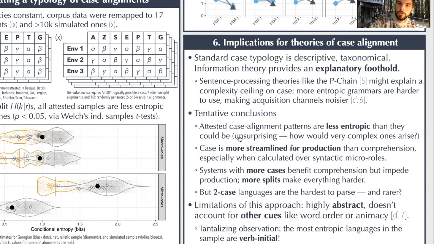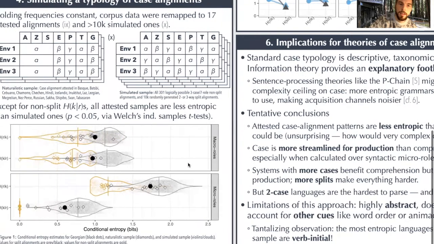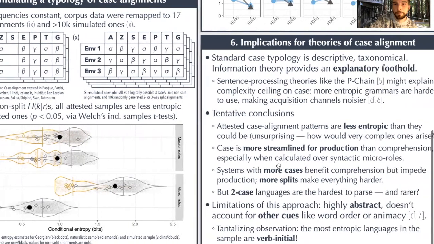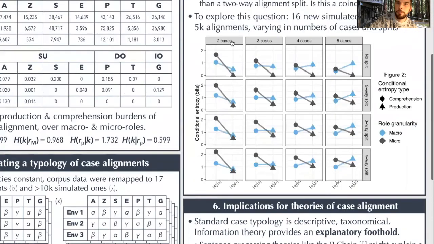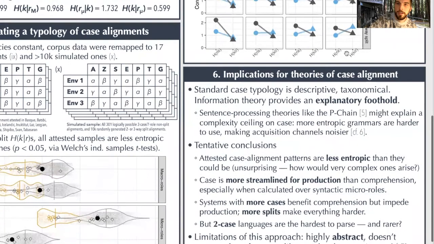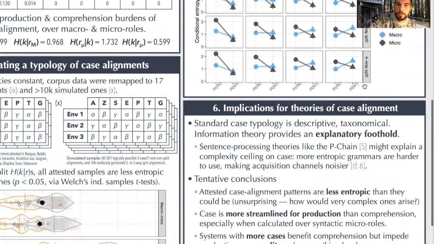But I think there are a few more interesting conclusions too. First, we're starting to see that case is more streamlined for production than it is for comprehension, especially when calculated over the syntactic microcode. That's clearest in figure 1, where these calculated values for the production burden are clearly much lower than the values calculated for the comprehension burden. So there seems to be a lower ceiling on production than comprehension for case. Moreover, as languages have more and more cases, there are some trade-offs between different types of language use, production and comprehension. And of course, adding more splits makes everything harder.